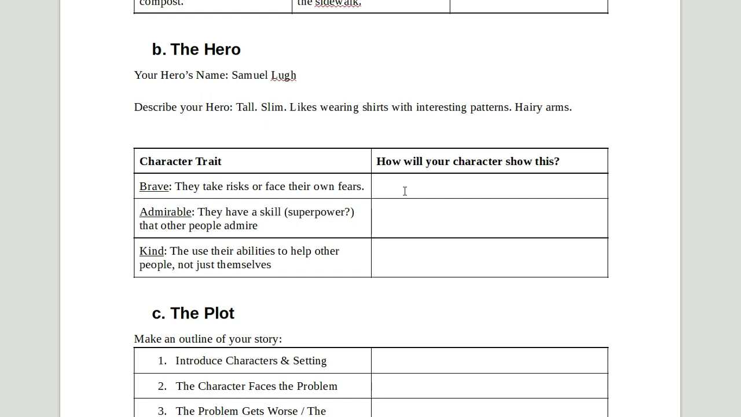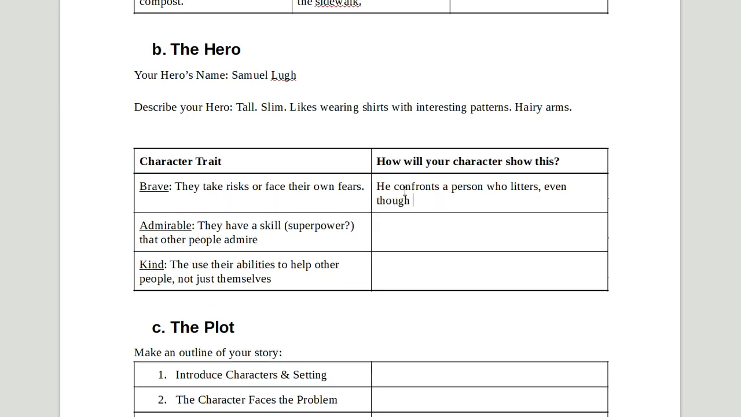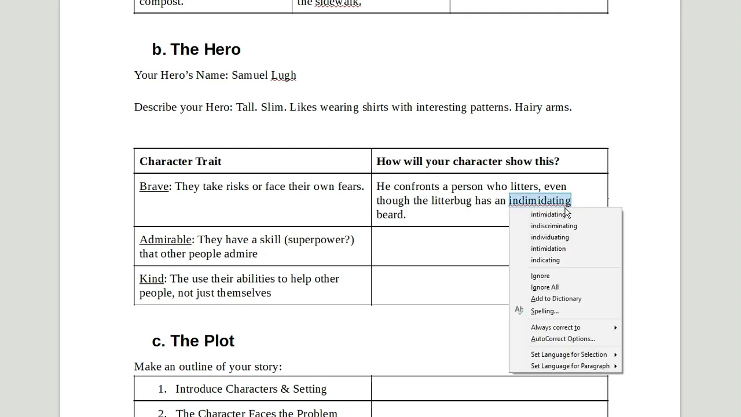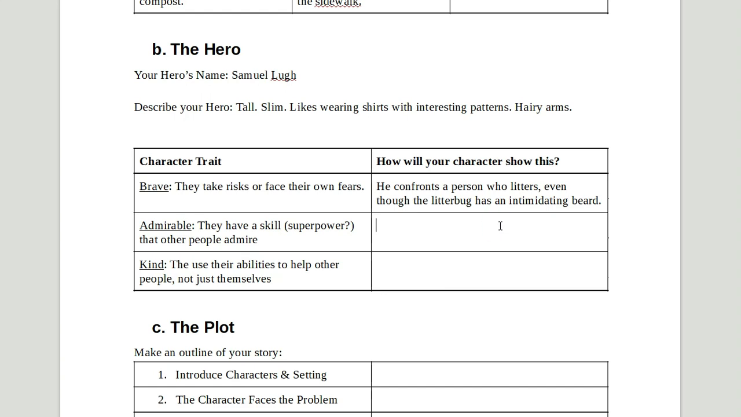So, in terms of bravery, I'm going to say he confronts the person who litters, even though the litter bug has an intimidating beard. You know, that villain had a really scary, frightening beard, but our superhero confronted him nevertheless.